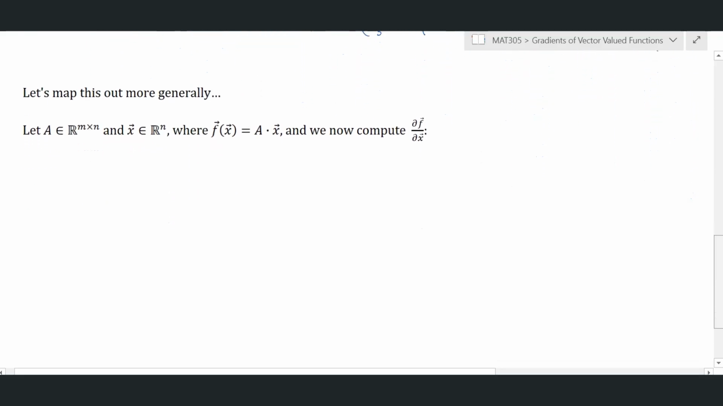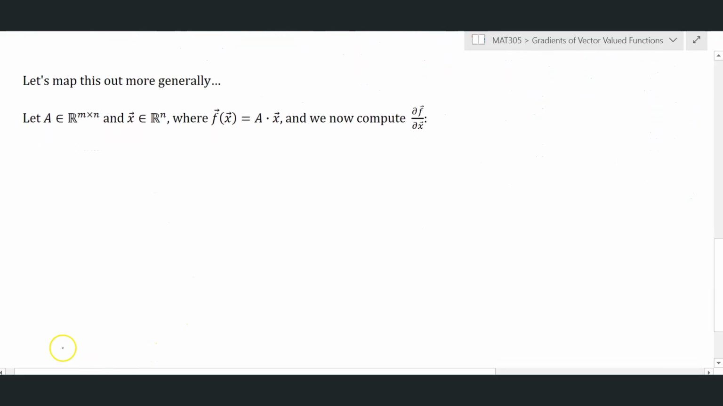Now, just to practice this notation, let's map this out a little more generally. We're going to write A in terms of its components. So A is an m by n matrix. Sometimes you use lowercase letters and sometimes you use capital letters. It really doesn't make a big difference, but I'll label these A11, A12, all the way up to A1N. A is an m by n matrix. That means it has n columns, 1, 2, all the way up to the nth column.